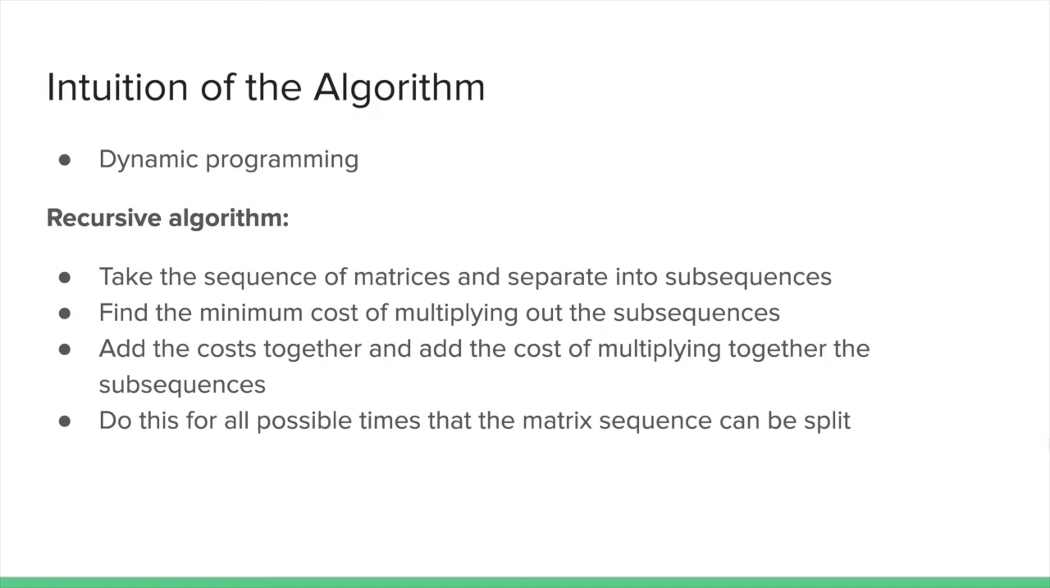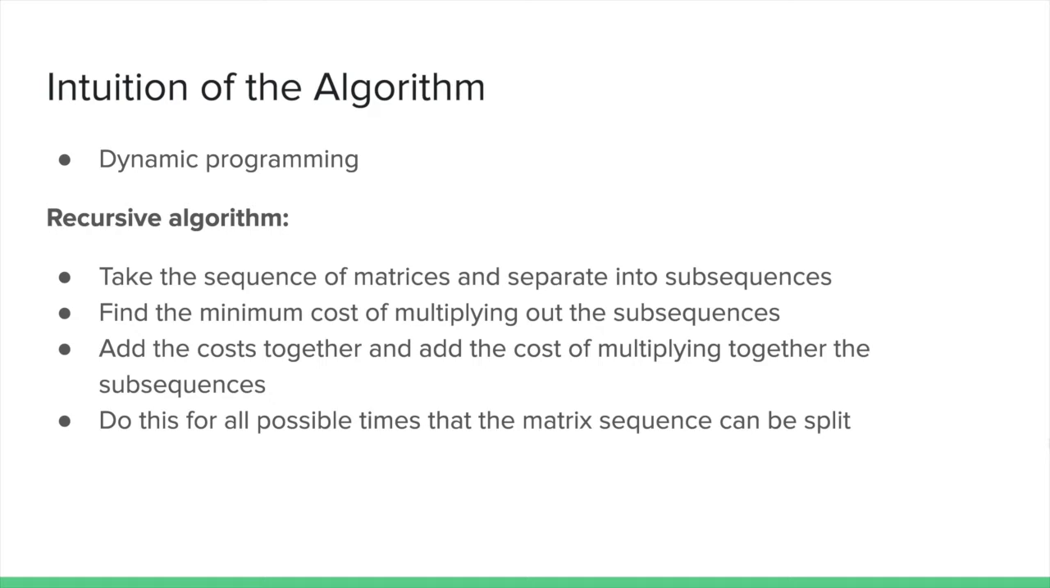So the recursive algorithm takes the sequence of matrices and separates them into subsequences. Then it finds the minimum cost of multiplying out those subsequences, and it adds those costs together, along with the cost of multiplying together the subsequences. And it does this for all possible times that the matrix sequence can be split.